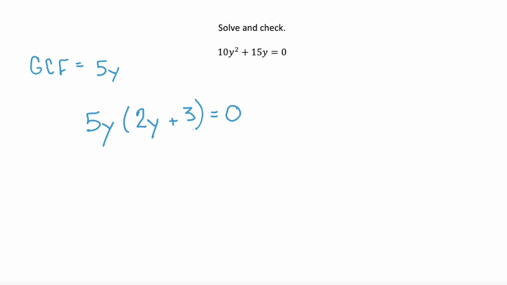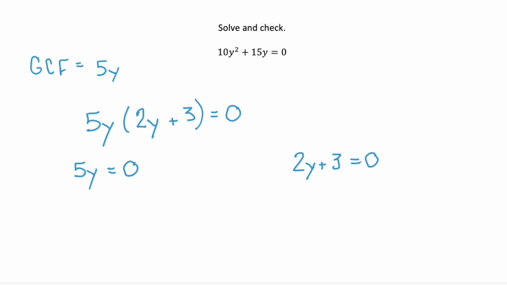Now, we can't factor this binomial any further because it's not a difference of squares or a sum or difference of cubes. So this is the point where we apply the zero product property. We take each term, so 5y and 2y plus 3, and set each of those equal to 0, and then solve them for the variable, which here is y.